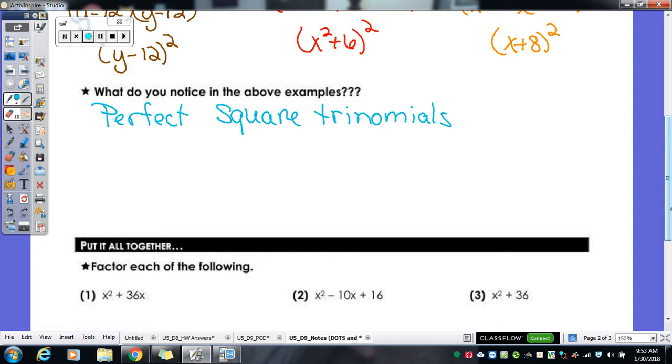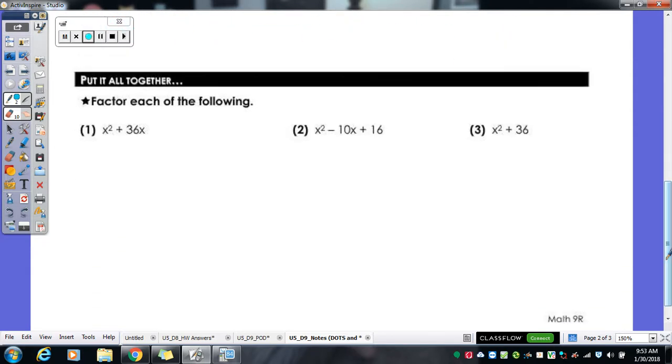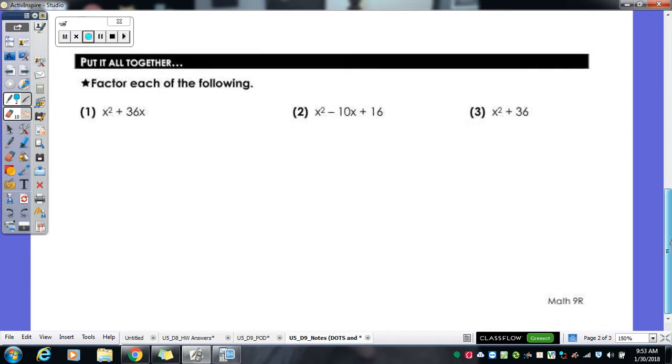Not on these ones, no. But you're not going to on perfect square trinomials. It was another special case. You had one special case of dots on the front. This was a second special case called perfect square trinomial.